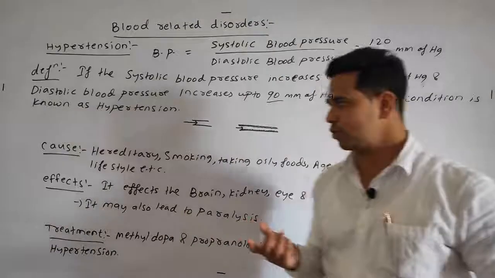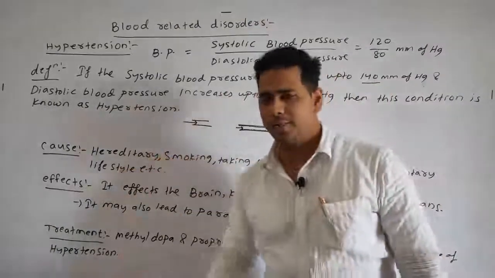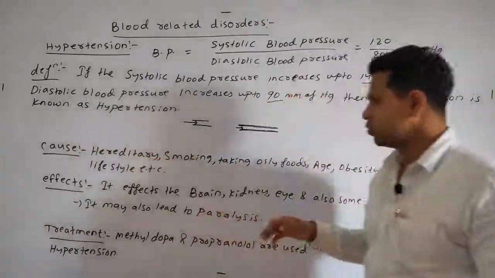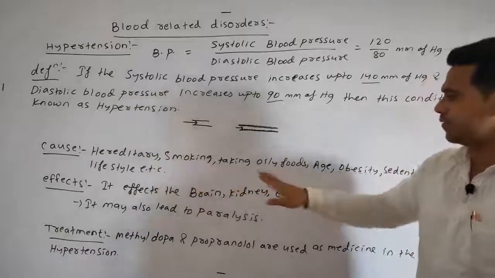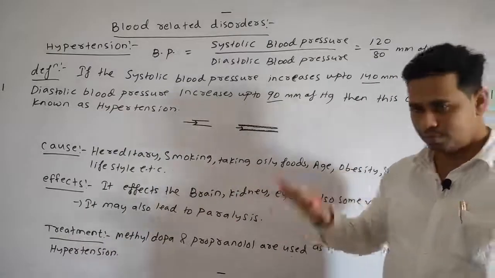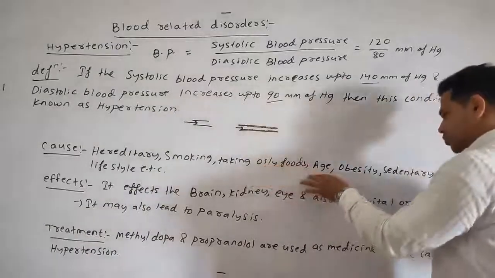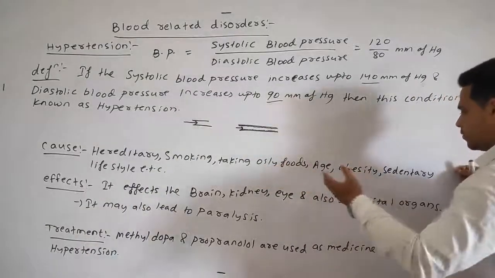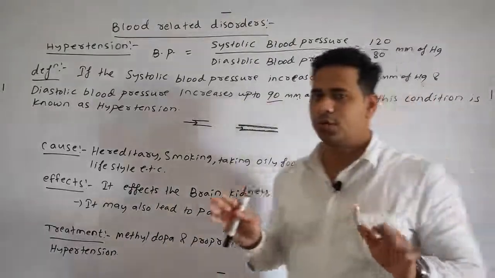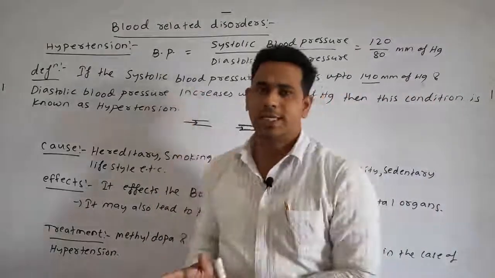And obviously there are so many causes. It may be hereditary, it may transmit from your ancestors also. Smoking, main reason, don't do it, never. Taking oily foods, please take less oily foods. Age is also one important factor. Obesity, increase of the fat. Sedentary lifestyle means the person who does work but only sits in one place.